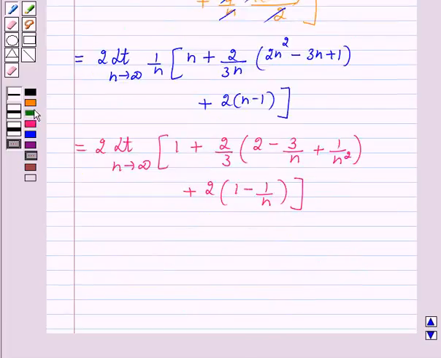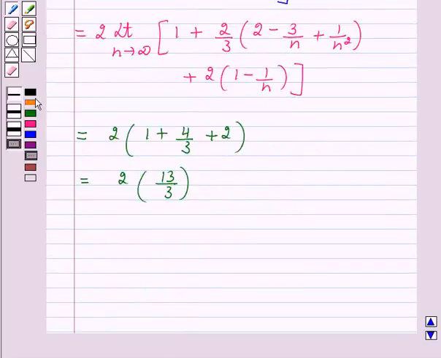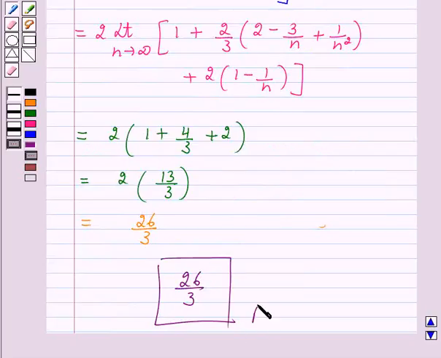and this is equal to 2 into 1 plus 4 over 3 plus 2, which is again equal to 2 into 13 over 3, and this is equal to 26 over 3. So 26 over 3 is the answer for the above question.